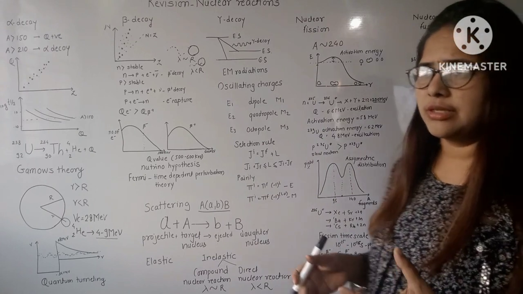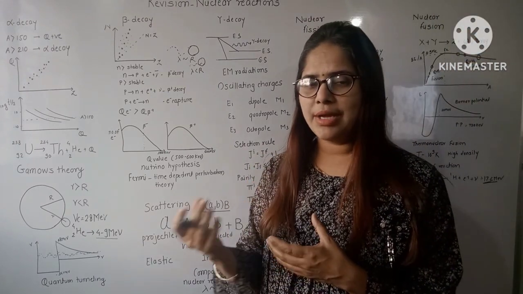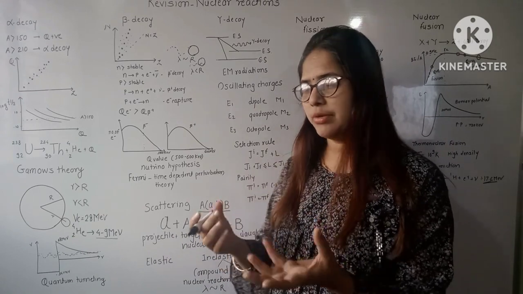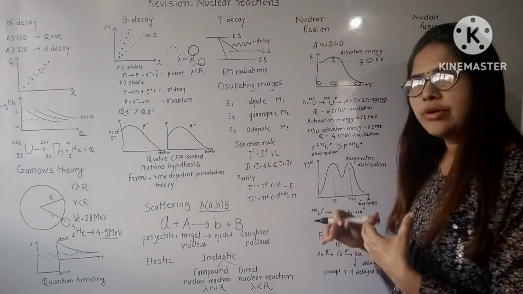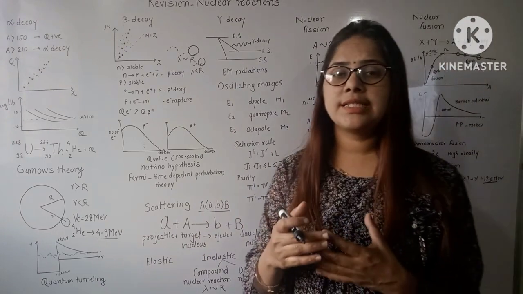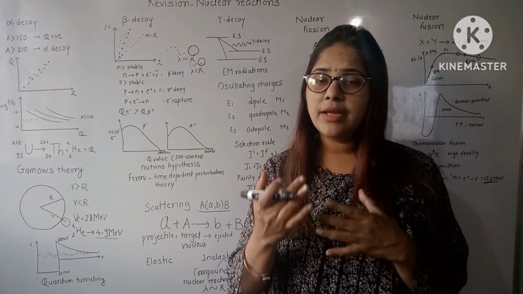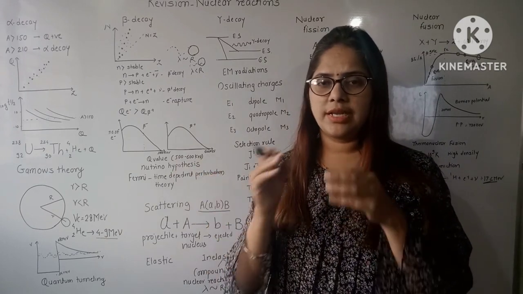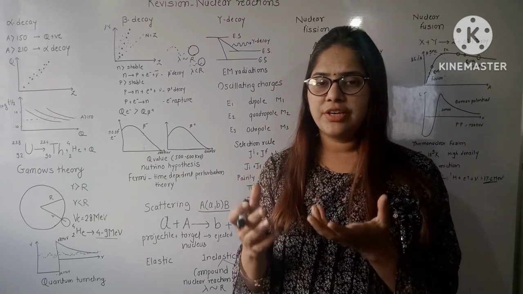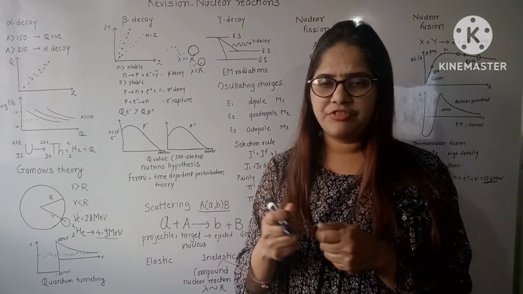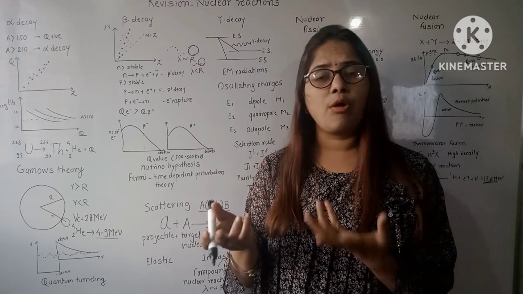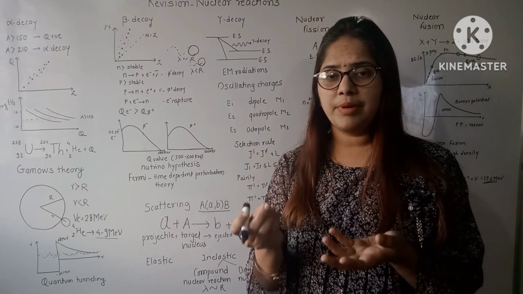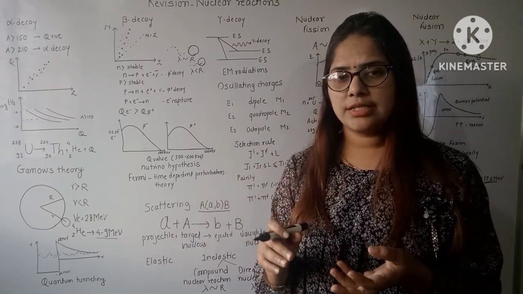Along with these neutrons, prompt gamma radiations and delayed gamma radiations are also evolved. We know that if a nucleus is in an excited state, it may attain stability by giving out some gamma radiations. The gamma radiations which are generated at the same time when the fission reaction occurs are called prompt gamma radiations, and the gamma radiations which are produced after some time are called delayed gamma radiations.